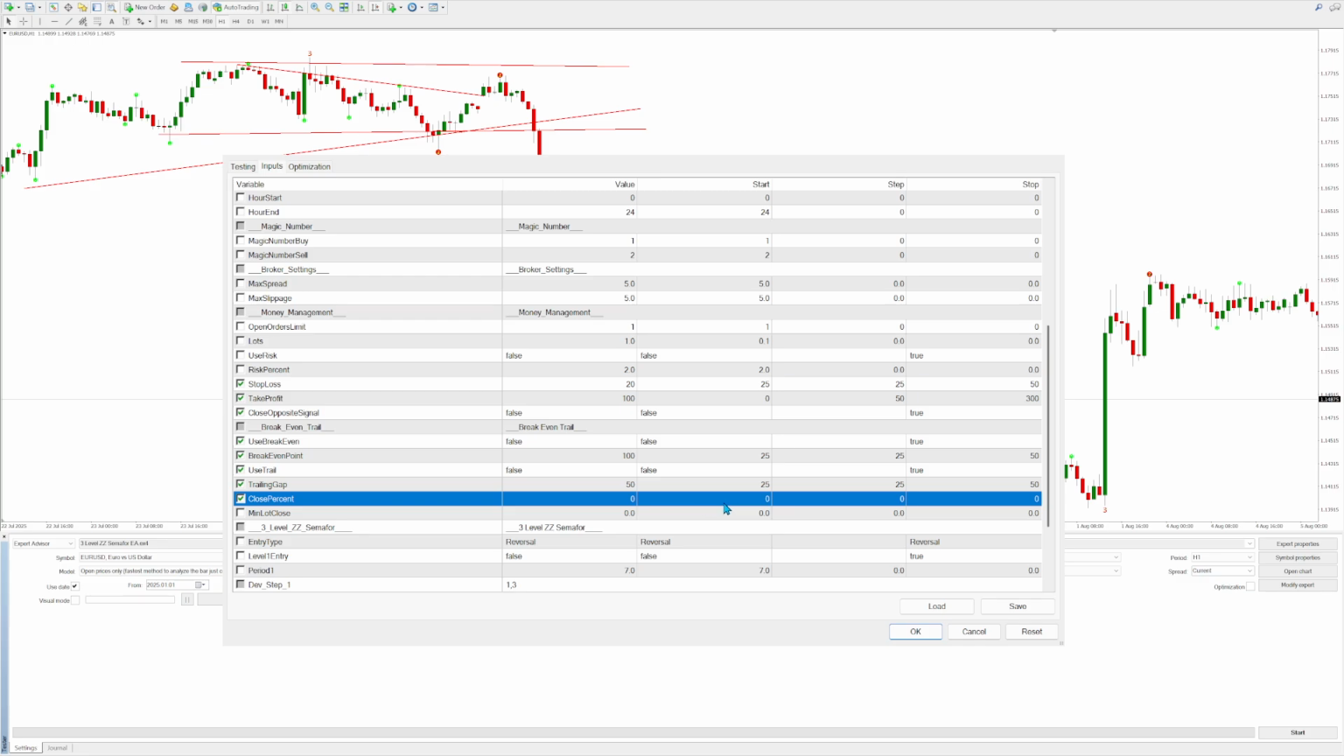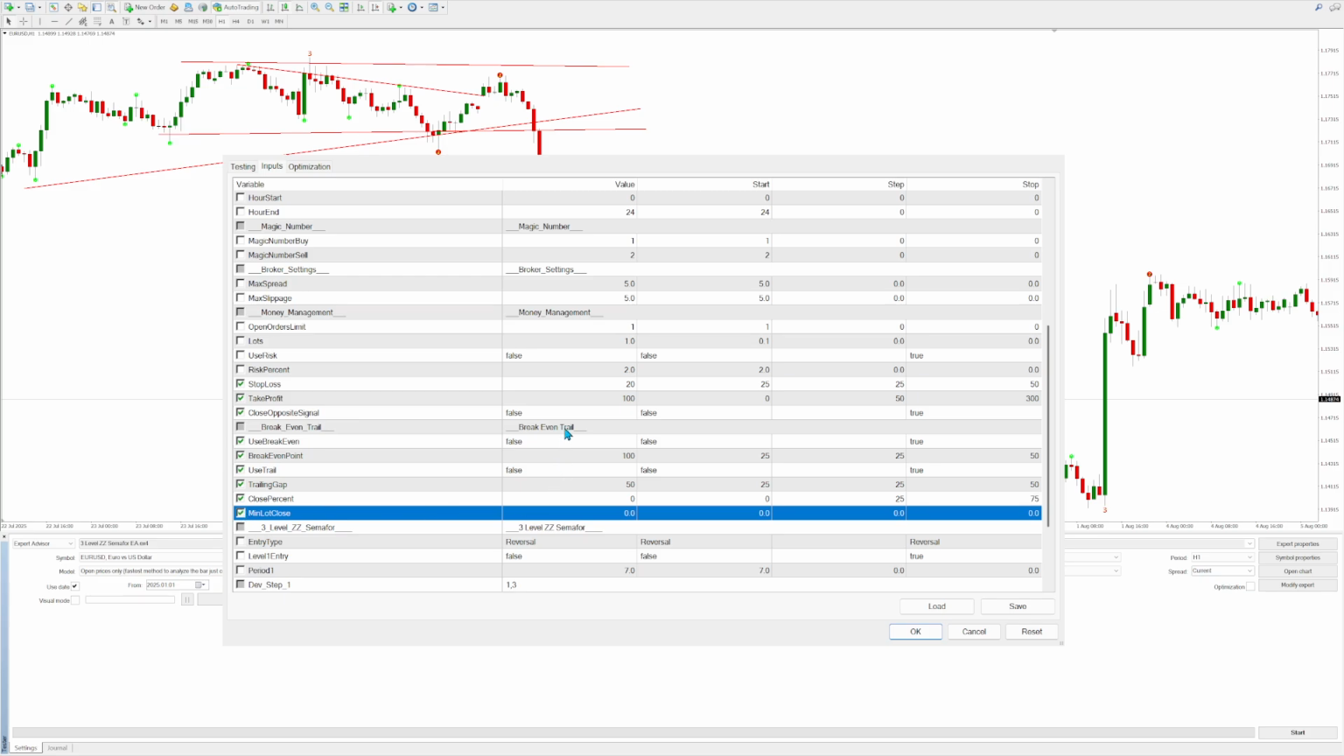Close percent, so we'll close either 0, 25, and up to 75. And for the minimum lot to close, we're trading one standard lot, so let's just say 0.25. We'll go up 0.25, and we'll stop at 1.25, in which instance nothing will be closed.